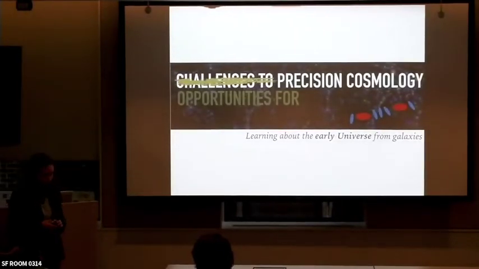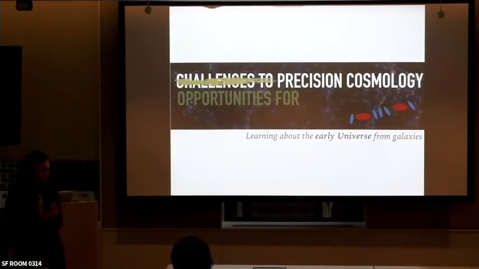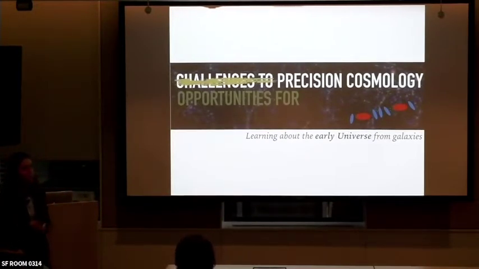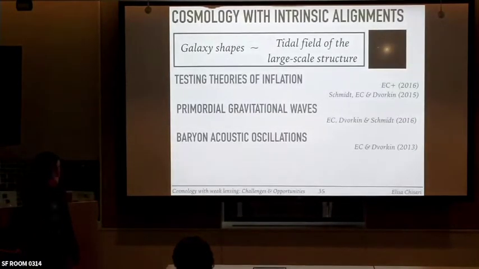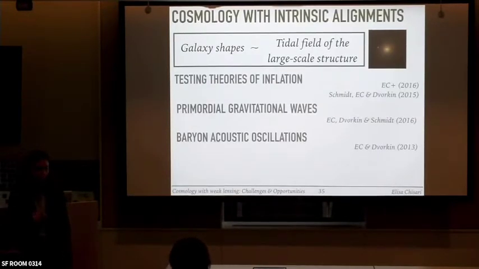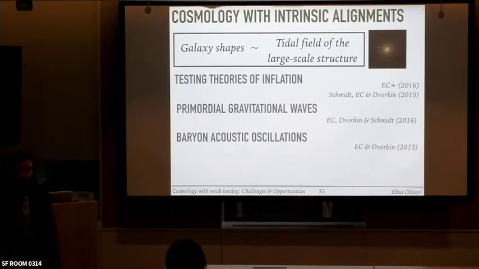All right, so now I want to change topics again and tell you about how some of these challenges that I've been telling you about can actually be turned into opportunities for new cosmological constraints from the next generation of surveys. And in particular, I want to talk about using intrinsic alignments, which we know we can measure, to do cosmology in the future. And so I've been working on this for a while, and we've made several proposals of how to use intrinsic alignments for cosmology, from detecting baryon acoustic oscillations in the alignment signal to primordial gravitational waves from inflation, and also testing different theories of inflation like primordial non-Gaussianity.